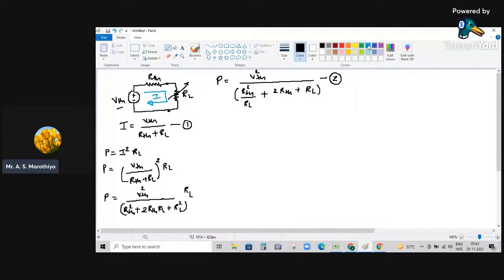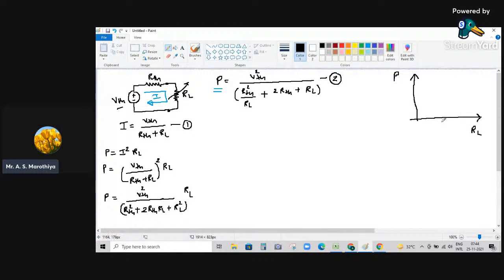Now our objective is to find the maximum value of this power, and this is possible only when the variation of this power with respect to RL achieves a zero slope. What is the meaning of this? Now see here, suppose you want to plot the graph between this power with respect to load resistance, which is nothing but RL.